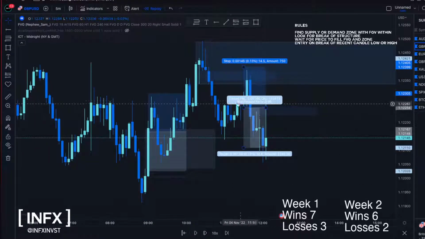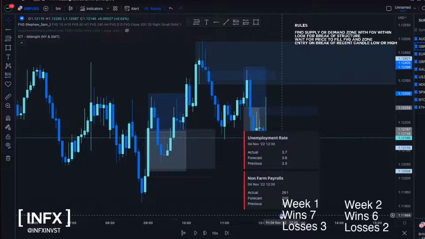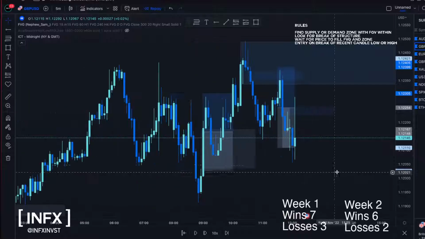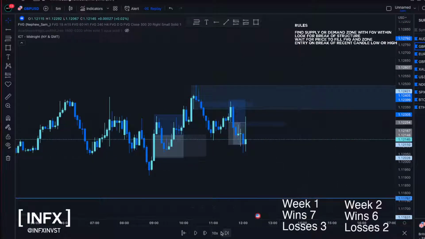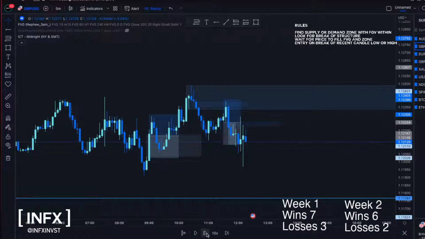So that's the end of our London time. What have we got here? Unemployment rate. Okay, so we've got non-farm payroll now. So this is really not really a time for us to trade, but let's see if we can find anything, because shit's about to get real, as you're about to see.